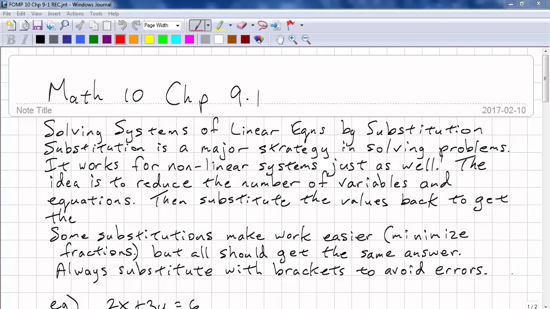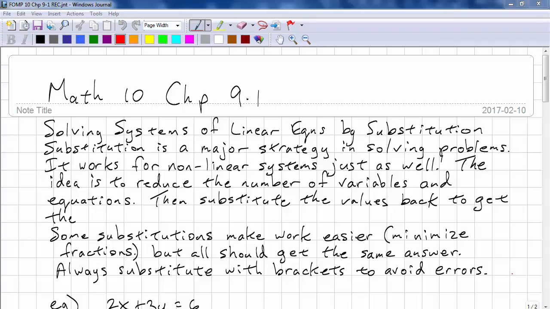This is Foundations of Math and Pre-Calculus 10, Chapter 9.1. We're going to be looking at solving systems of linear equations by substitution. And this is a major strategy for solving lots of problems. It also works for non-linear systems.